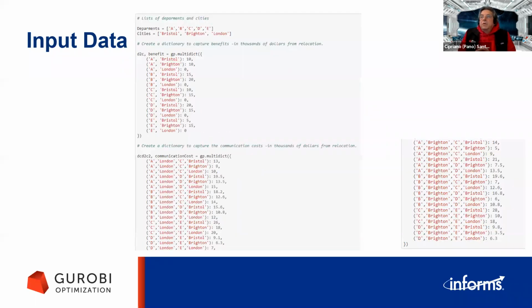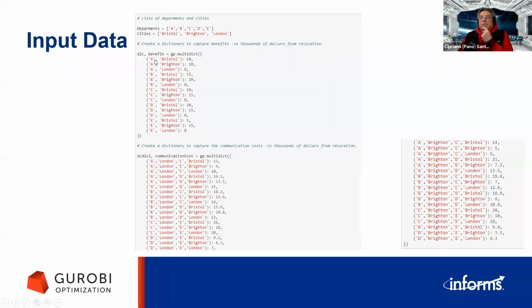And in this particular problem, the data are the departments. The departments are represented by a list, and we are going to have 5 departments: A, B, C, D, and E. And we have another list to represent the cities: Bristol, Brighton, and London. And we are going to use a multidict to represent the benefit. And the keys of this multidict dictionary are going to be a tuple. The tuple will have the department and the city where that department can be located.